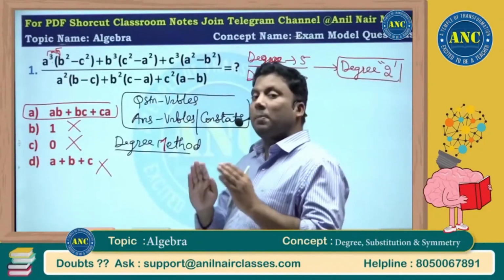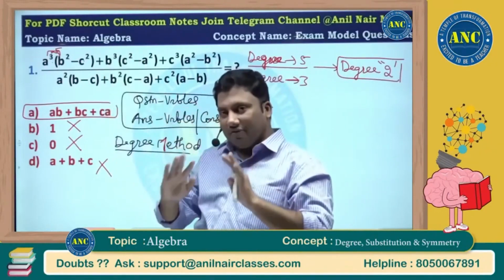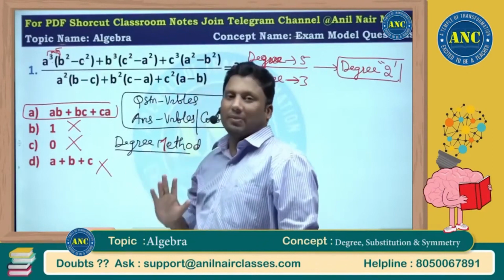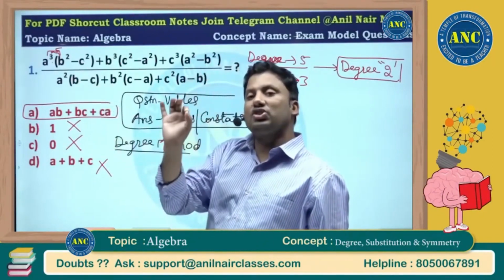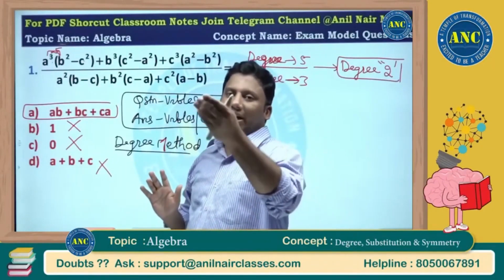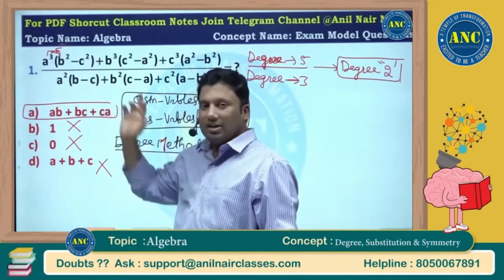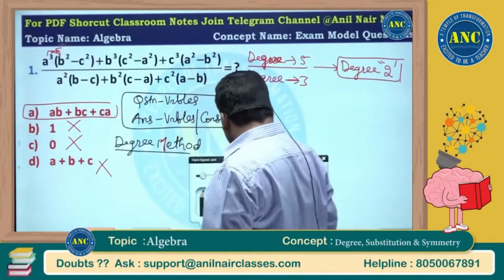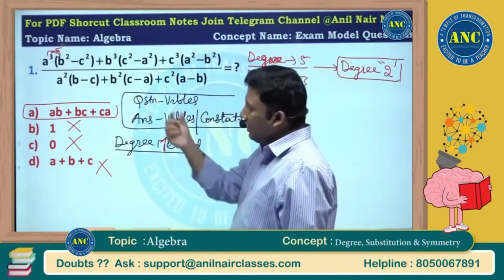Again I am repeating, please write down in your notebook. If answer degrees are different, first use the degree method. What is a degree? Degree is the highest power of a term. If there is a single variable, take the highest power. If there are 2 or more variables, take the sum of the powers. 3 plus 2, it is 5.